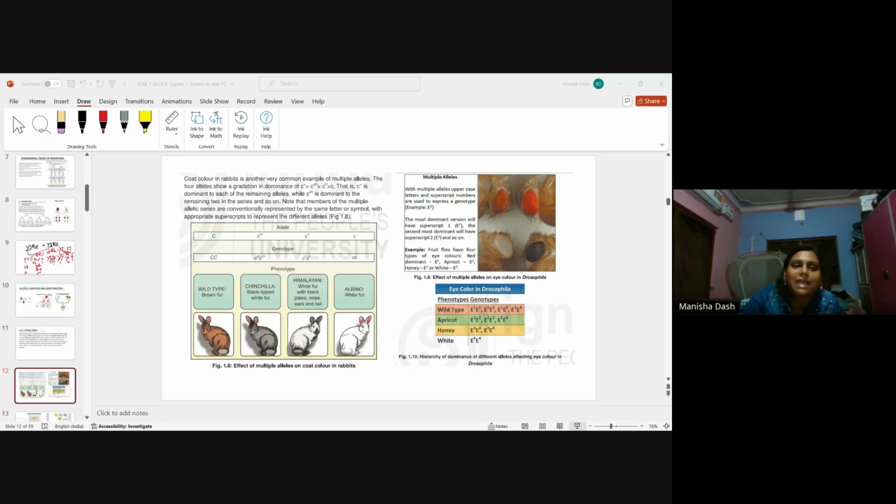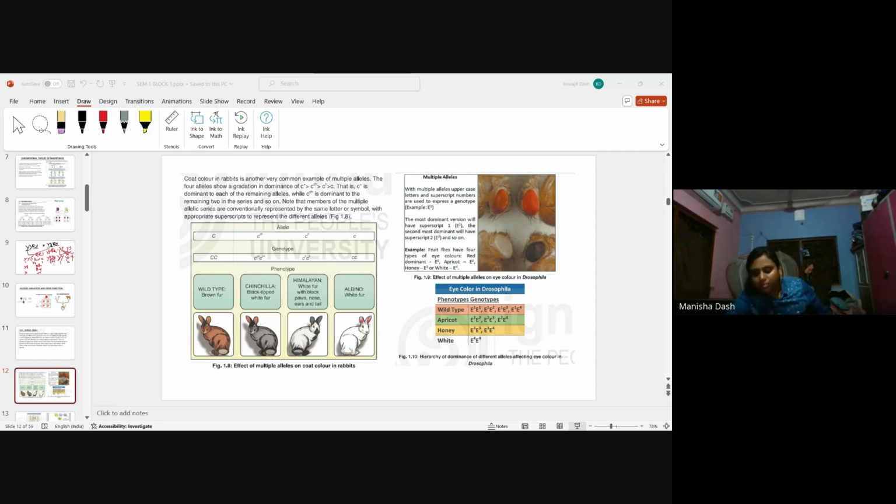One is IAIA, IAIB, then IAIO. Then IB IB, and IB IO. Then the last one is IOIO. So these are the different combinations: 1, 2, 3, 4, 5, 6. So 6 possible genotypes are there for our human blood group system.